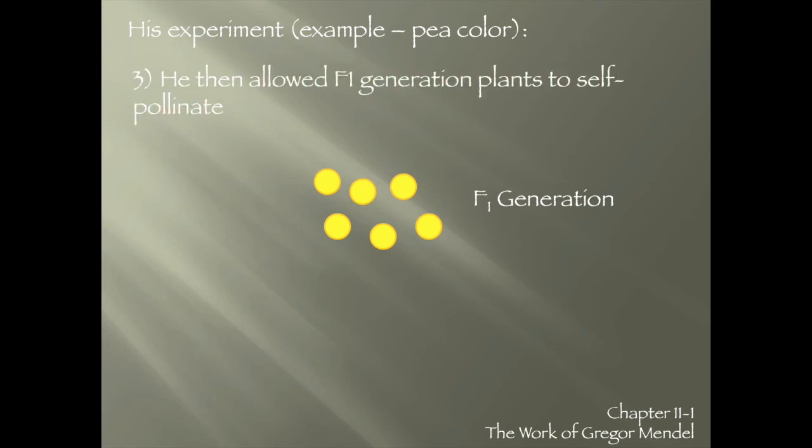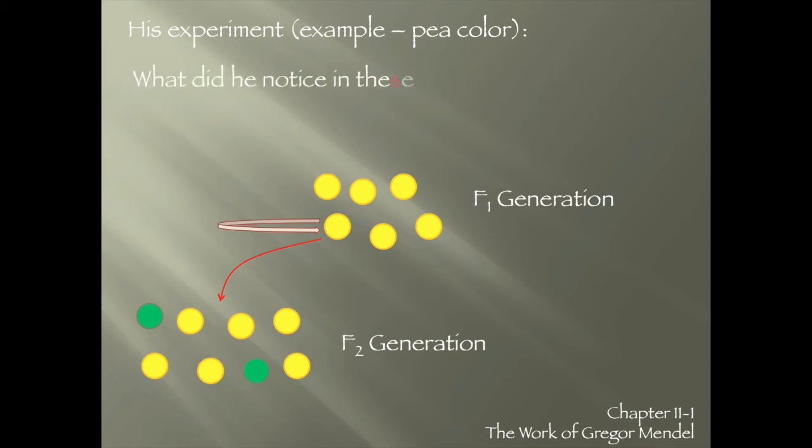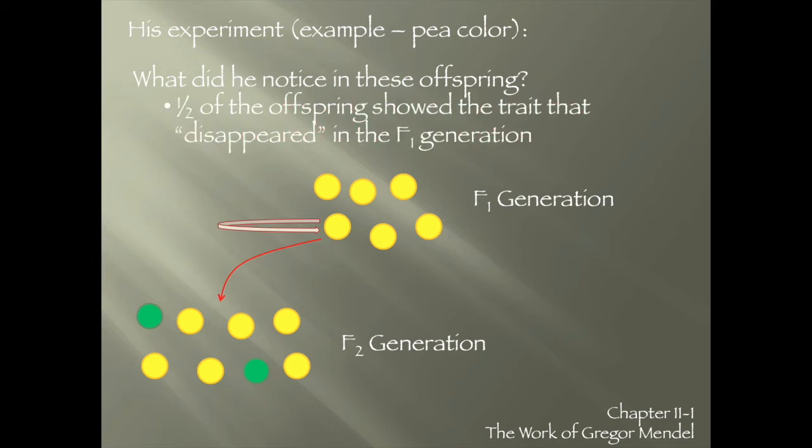Then, to take his experiment further, he self-pollinated the F1 generation and created the F2 generation. And what did he notice in the F2 generation, in the offspring of the F1 generation? That a quarter of the offspring showed the trait that disappeared in the F1 generation, meaning that green disappeared in the F1 generation, but in the F2, a quarter of them showed up with green from the self-pollinated yellow plants. So a summary: he started with pure breeds that he called the P generation.